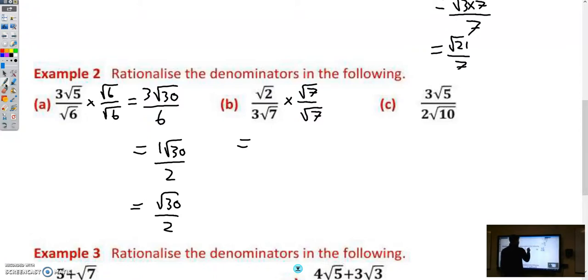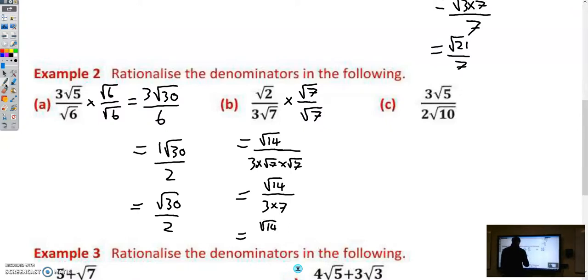The top will be root 2 times root 7, which is root 14. The bottom will be 3 times root 7 times root 7. And I've drawn this out explicitly just to show you that we have our root 14, but then our 3 times root 7 times root 7 is going to become 3 times 7, which simplifies down to root 14 divided by 21.